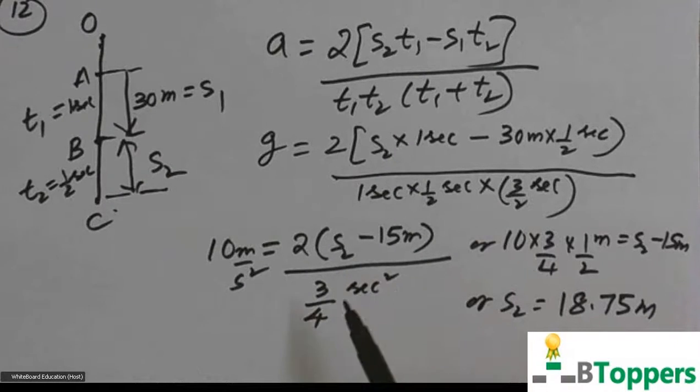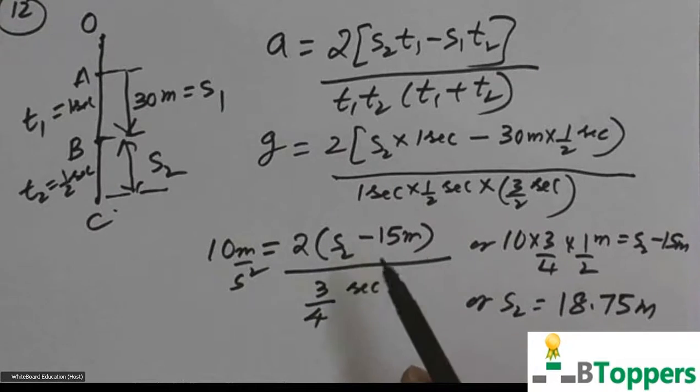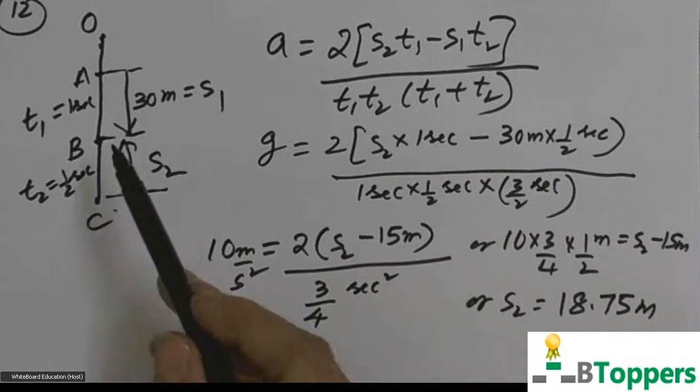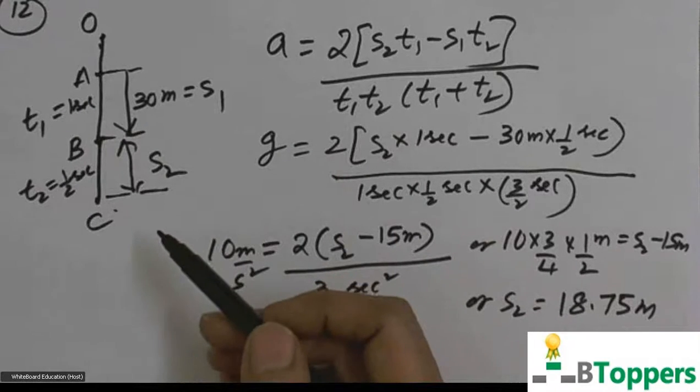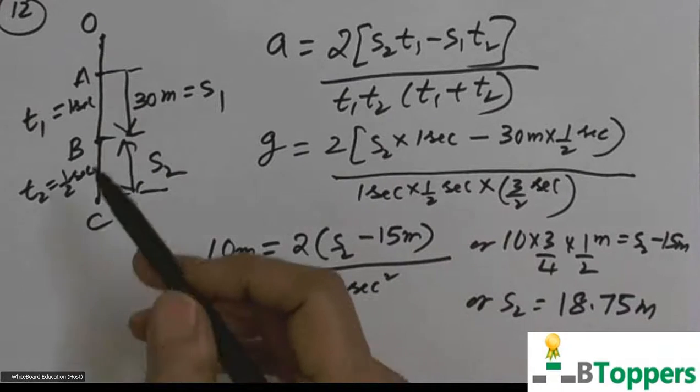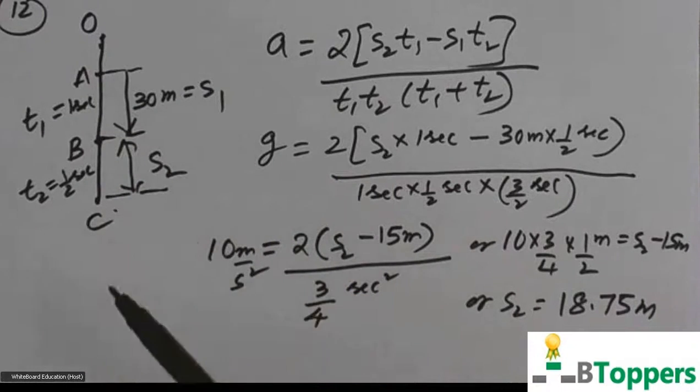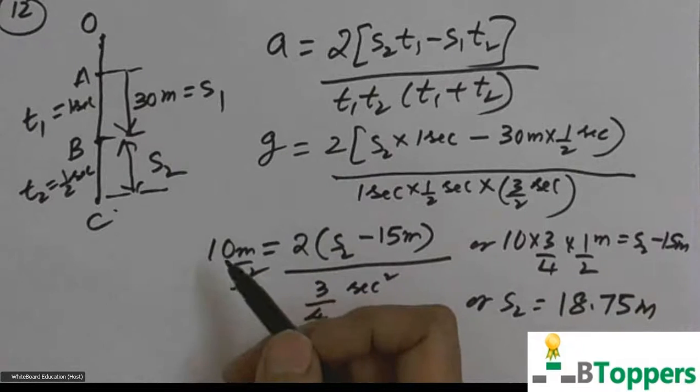In case the same model problem is given in a regular intermediate examination, public examination or board examination, you have to use the method which I have discussed in the last for problem number 11. That is, you have to use the equation S equal to ut plus half at square, first for motion from A to B. Next, use the same equation S equal to ut plus half at square for motion from A to C. Then you get the same answer.